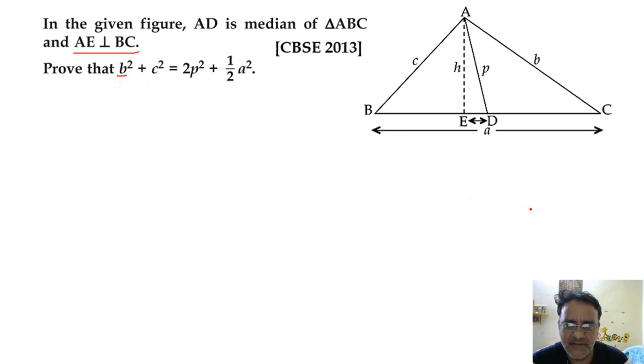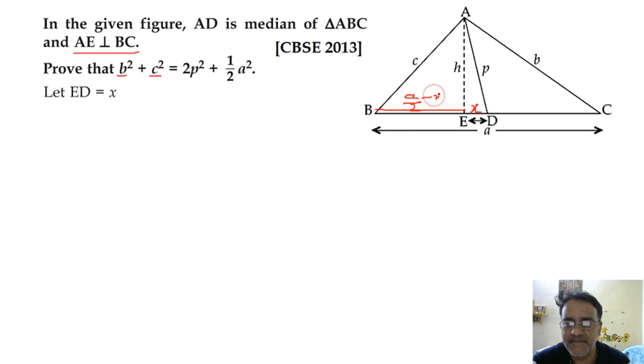B belongs to which right triangle? AC. And C belongs to which right triangle? Triangle AEB. Okay, fine. So we'll take ED equal to X. We are taking this as X. Okay? So what will BE be? BD minus BE, and BD is A by 2. So we can write A by 2 minus X.